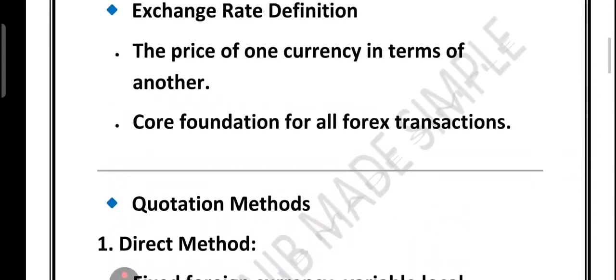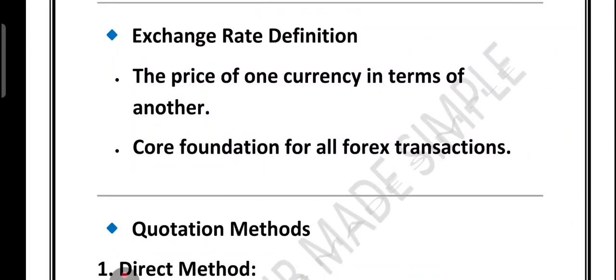So whenever you see this word exchange rate, it means what? The price of one currency in terms of another. For example, $1 is equal to 84 rupees. And this changes daily. That depends on demand, supply and market forces, and is the foundation for all the forex transactions.